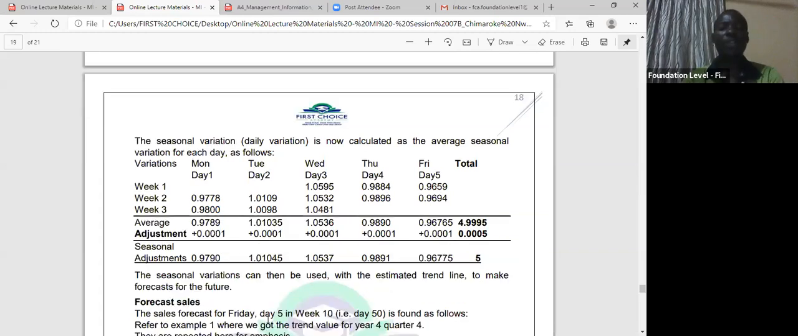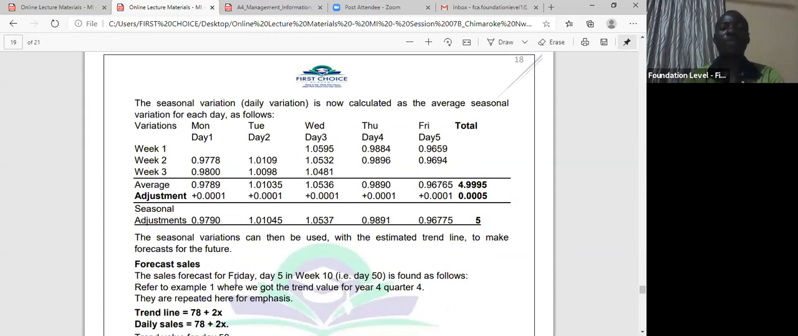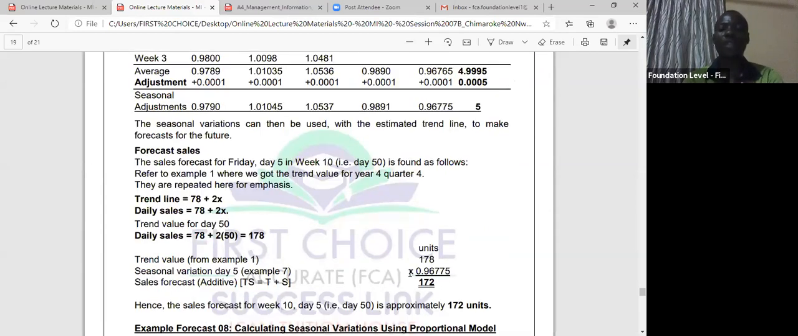Now you make your forecast. Our forecast is for Friday, day 5 in week 10. So look at Friday, day 5, week 10. You'll be looking at this figure here. So what do we do? We go to our trend line, which we got before, 178. If you remember, we got 178. Now look at our seasonal variation for day 5, it is this figure here.